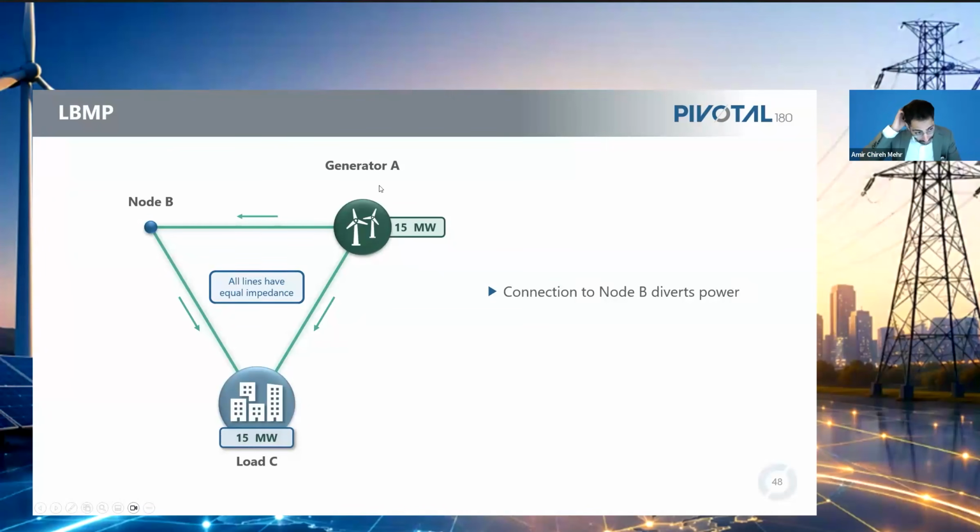But for now, take me at my word that assuming we have equal impedance and I'm generating 15 megawatt hours, and there are these three lines, A to B, B to C, and then A to C, then 2/3 is going to go the direct way and 1/3 is going to go the long way, because it's twice as long. So double the impedance means half the power.